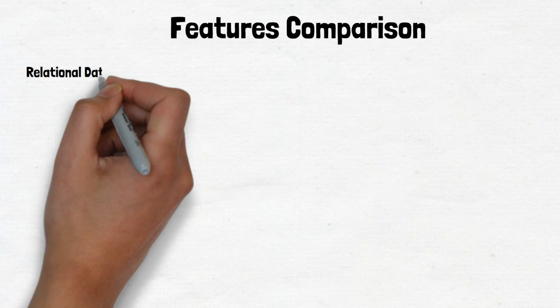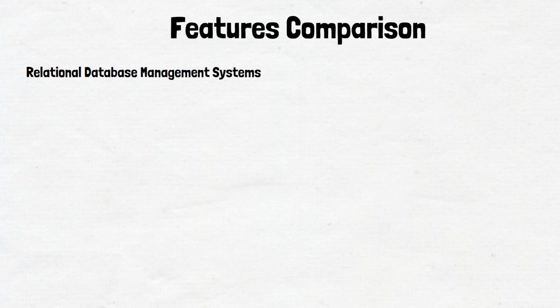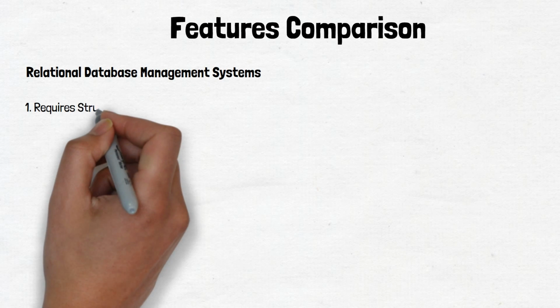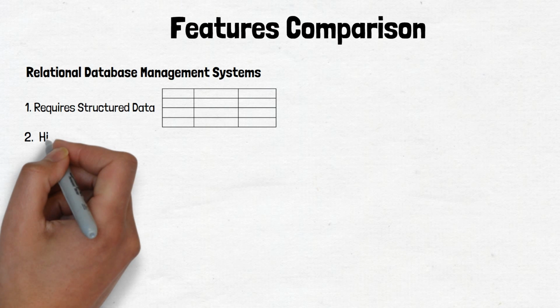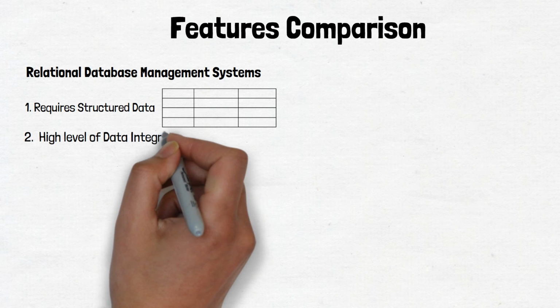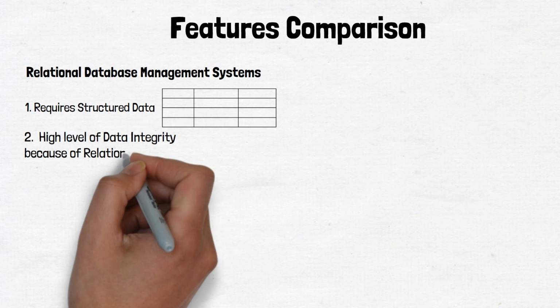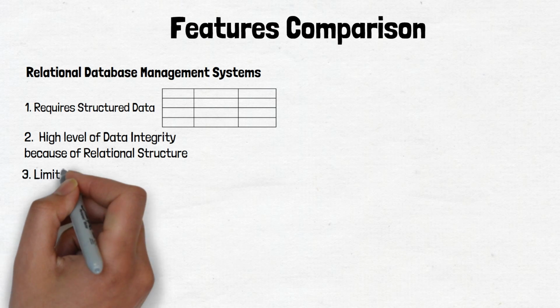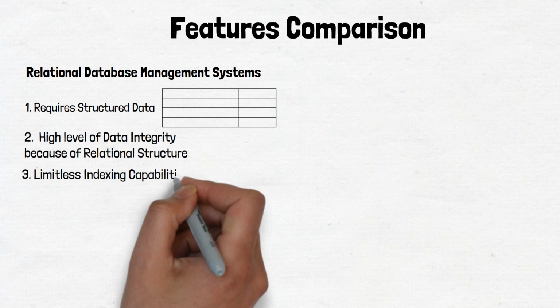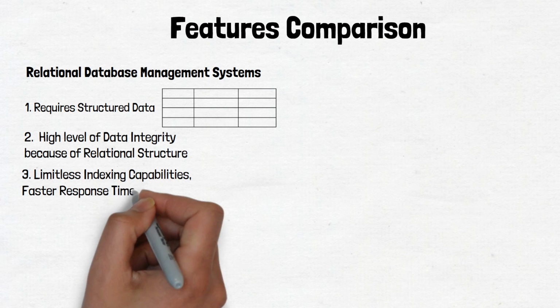To start, let's explore the features of relational database management systems. First will be that they work with structured data which can be stored in the form of tables, rows, and columns. If the available data cannot be structured, then RDBMS will not be the best choice to use. Second, relationships in the system have constraints, or should we say boundaries, which provides a high level of data integrity and safety. Third, there are limitless indexing capabilities, which results in faster query response time.